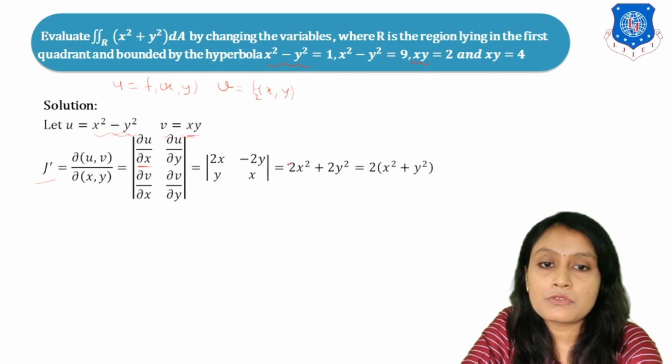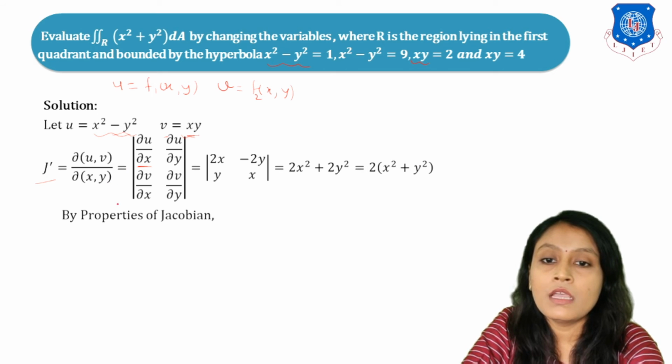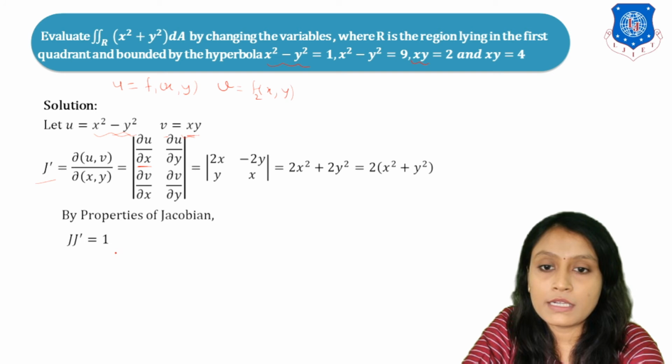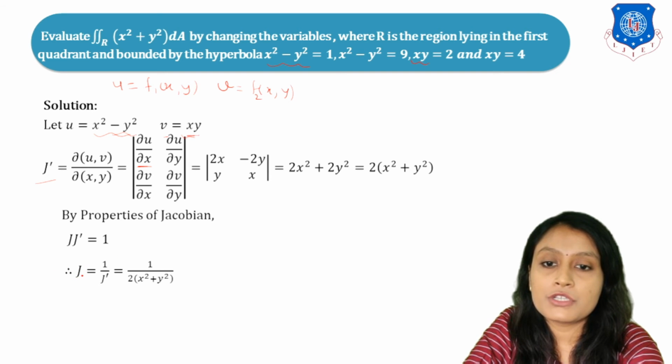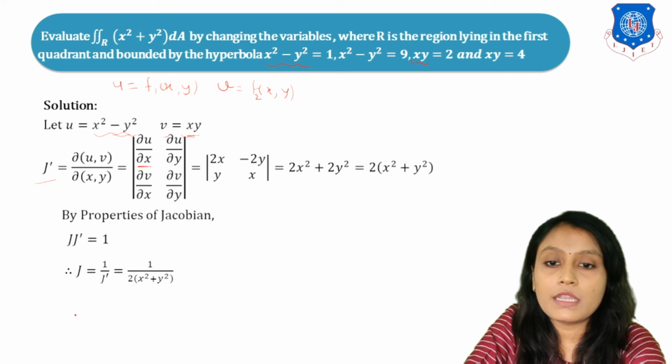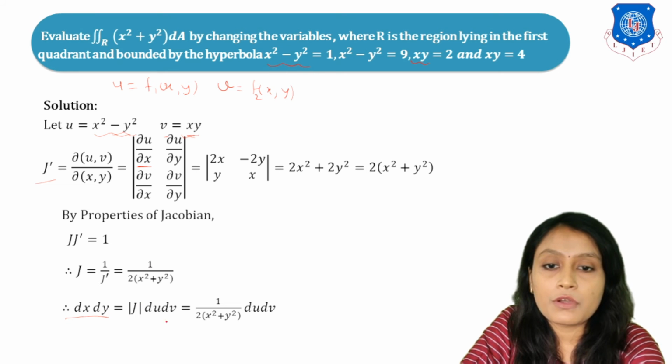Okay, simplify this. So you will get 2x² + 2y², take 2 common, so you will get 2(x² + y²). Now we have this property, that is J·J' = 1, right? So from this you will get J as 1/J', and that is 1/(2(x² + y²)). Now this dx dy is converted to |J| du dv, and |J| is 1/(2(x² + y²)) du dv.